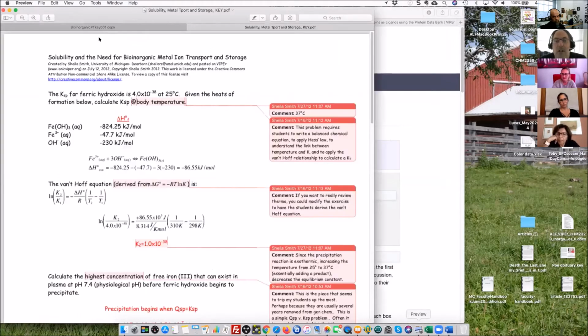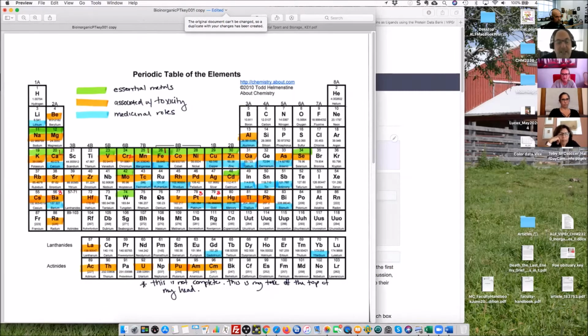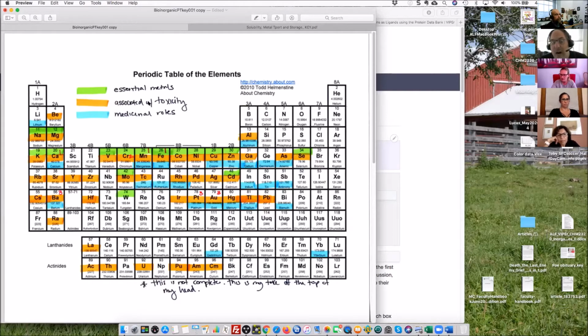I'm going to call up the answer key. So here's the answer key. In the LO, I ask students to highlight essential metals, ones that are thought to be toxic, and then ones that have roles therapeutically. I also add under medicinal that this also counts if it's used as a diagnostic tool. Students can highlight, as Sheila did it. I have my students do it on their iPad.